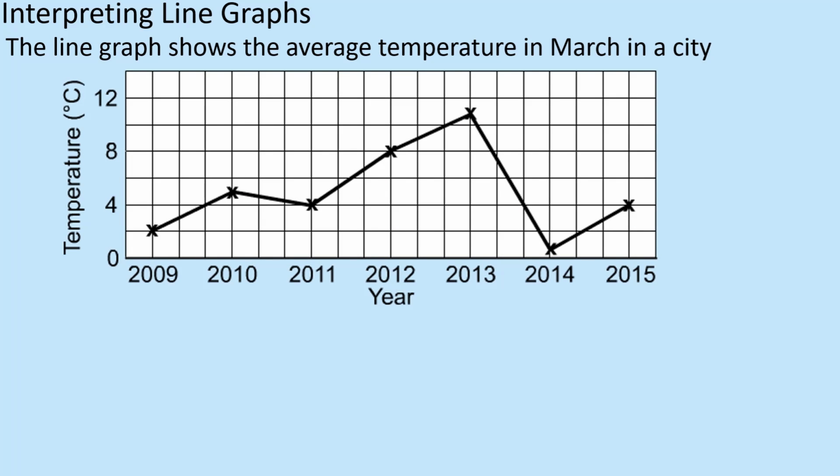Right, so let's have a look at interpreting one. Here's a line graph showing the average temperature in March in a city. And again, it would be unsurprising that you see something very similar to this. It's a temperature changing against time. It's a common thing to use, so you can see what's happening. You can see, hopefully, that around 2013 the temperature's quite high, and in 2014 quite a bit of a drop.